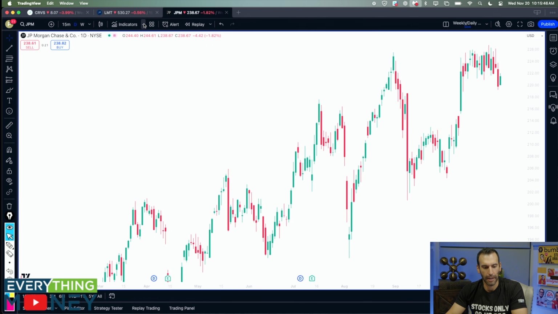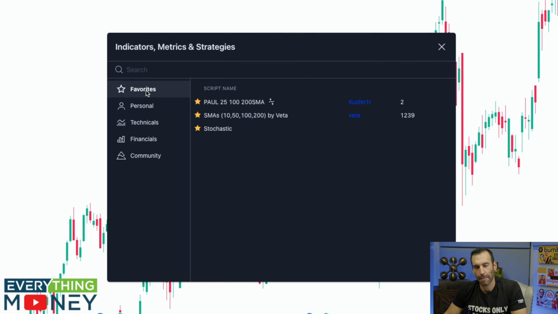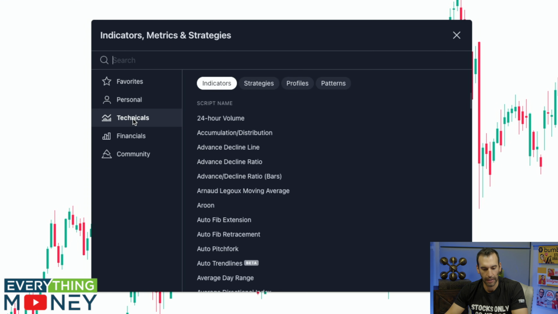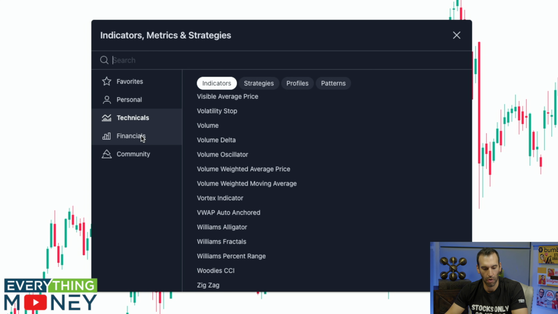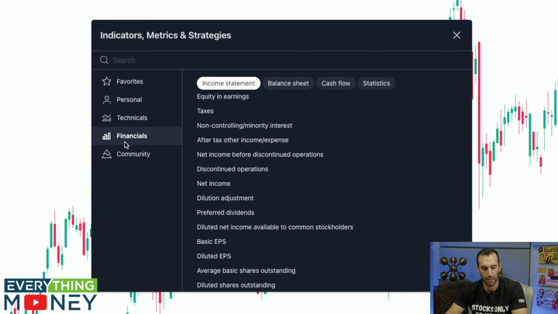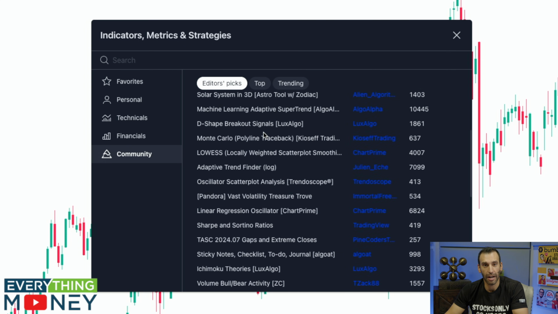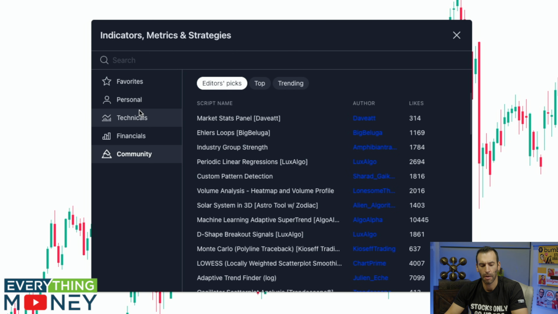So we come down to indicators and we search. The beautiful thing about this is that there are so many indicators. If we just click technicals, look at this list. You can just continuously scroll and scroll. You can go through different financials if you want. And then the community, this is where it gets interesting. People can upload their personal patterns or chart setups or what have you. You can get very, very into the weeds in TradingView, much more than other platforms out there.